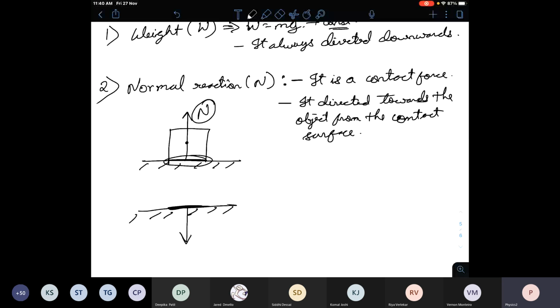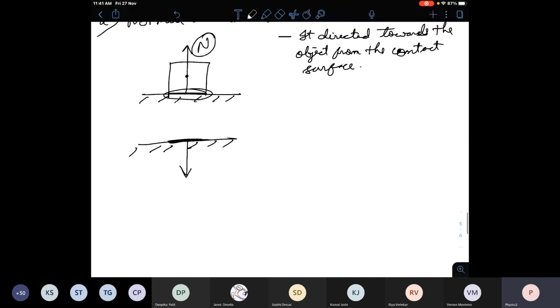It depends on the situation, on which object you are studying, which object is in your frame of reference. So this is how you can remember normal reaction. The basic idea of the normal reaction is known to you. In this also, a few variations can be created. Okay, let's see a question.